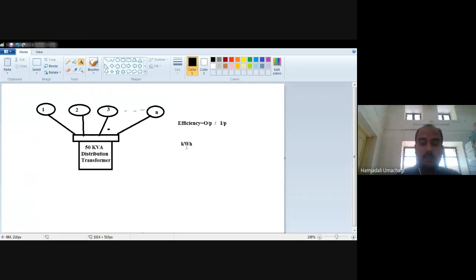Remember, it is energy. So along with the power information, if I take the time during which the consumer is using a particular amount of power, that altogether we call kilowatt hour. So this kilowatt hour is nothing but energy. So if I take the efficiency in terms of kilowatt hour, then that efficiency we call the true efficiency.